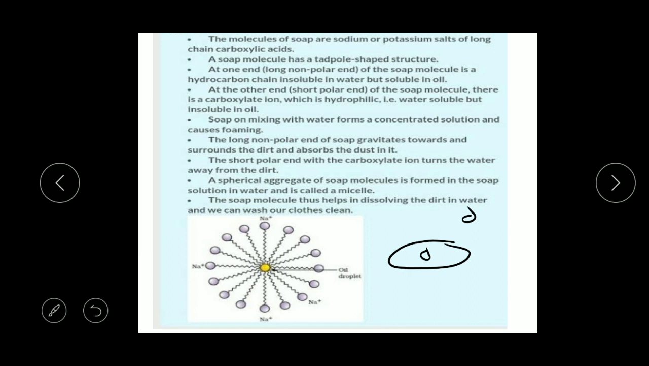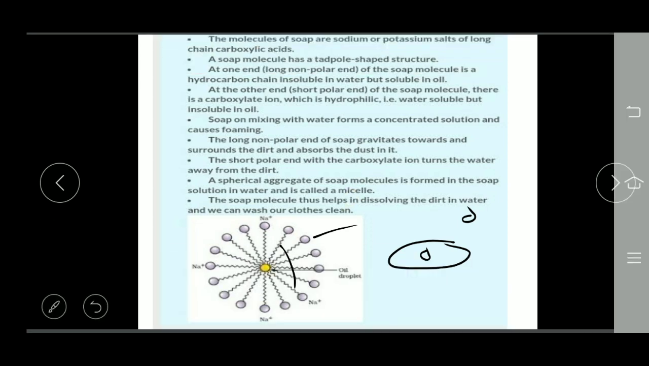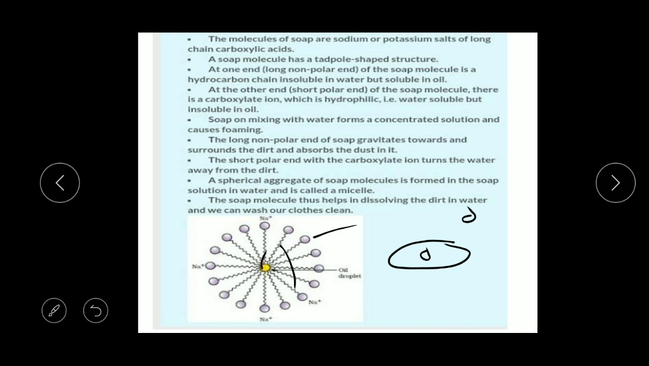Now the soap molecule has one part that is an ionic part, that is COONa plus, and the other part is a hydrocarbon part, that is the non-ionic part. That non-ionic part, as I told initially, is the hydrophobic part. The hydrophobic part will never dissolve with water, it will directly bond or dissolve with the grease oil.